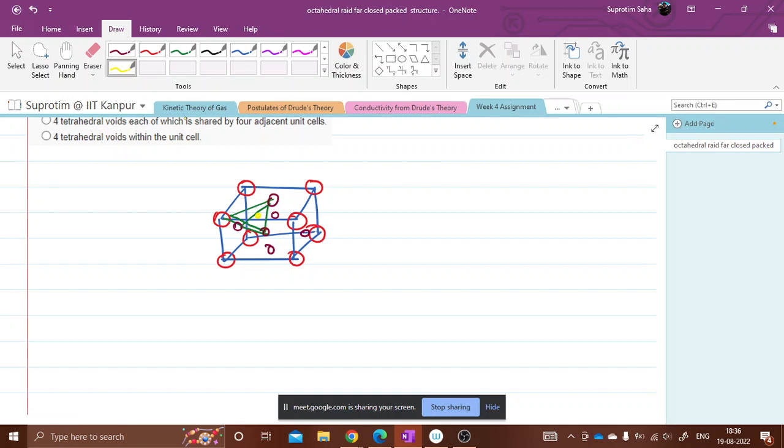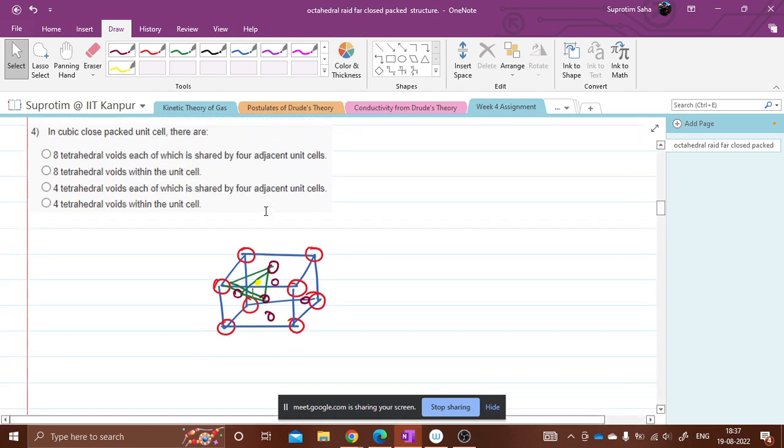So as you can easily understand, this is along the body diagonal, right? And if you see that there are four body diagonals, you'll naturally have two along those body diagonals, that is along this part, along this, along this, along this, along this. So if you have two along one body diagonal, and there are four body diagonals, you will have 8 tetrahedral voids.